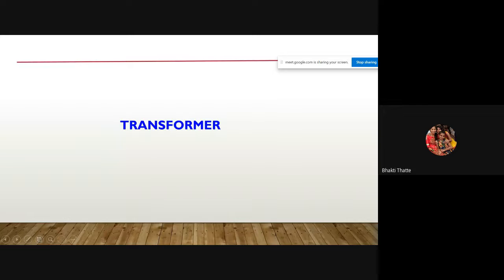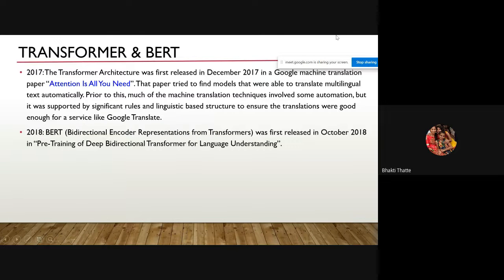Then let's come to the transformer. In 2017, Google Machine Translation published the paper Attention Is All You Need, wherein the transformer architecture was released for the first time. And then in 2018, BERT was released, which is an evolution over the transformer. The name BERT itself stands for Bidirectional Encoder Representations from Transformers.